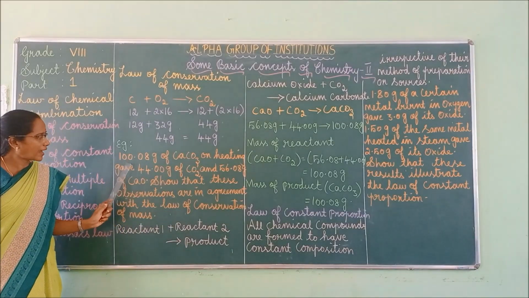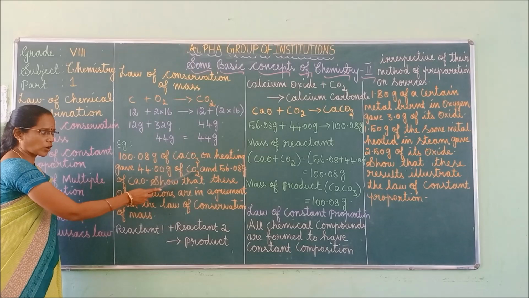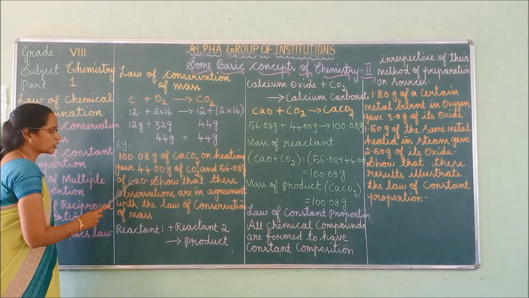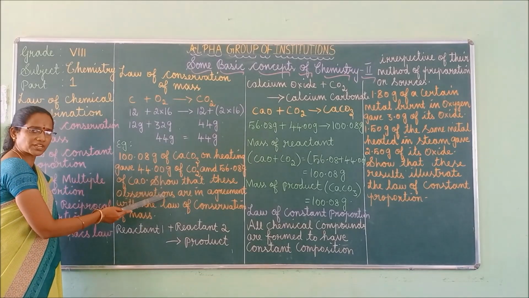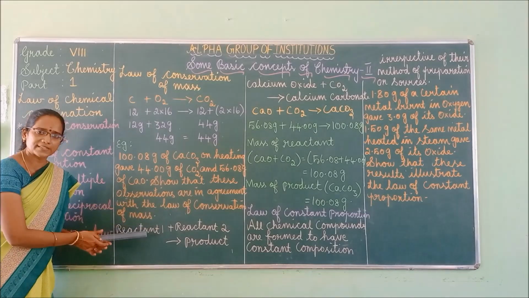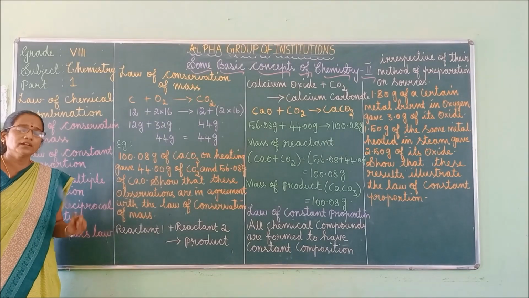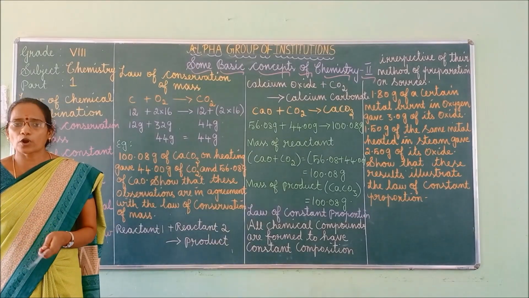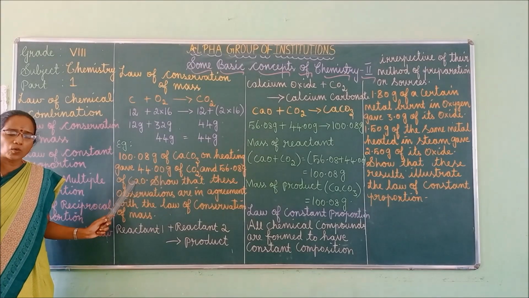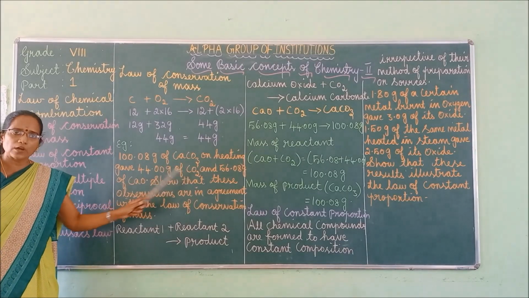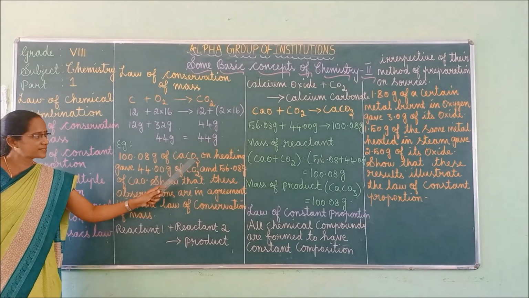Look at the question. 100.08 gram of calcium carbonate on heating gave 44 gram of carbon dioxide and 56.08 gram of calcium oxide. The question is, show that these observations are in agreement with the law of conservation of mass. So the solution is, first we have to write reactant 1 plus reactant 2 gives the product, because we have 2 reactants here. One is calcium oxide and the other is carbon dioxide. Both react to form the compound calcium carbonate. This is the product.